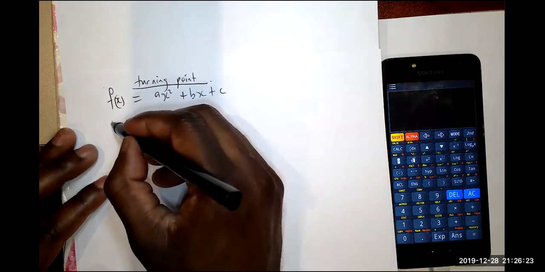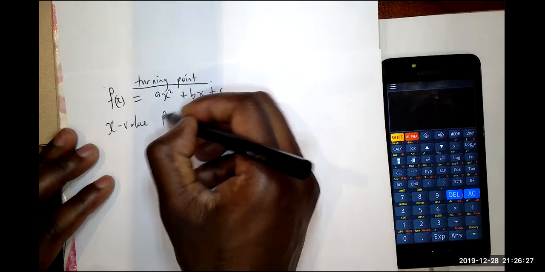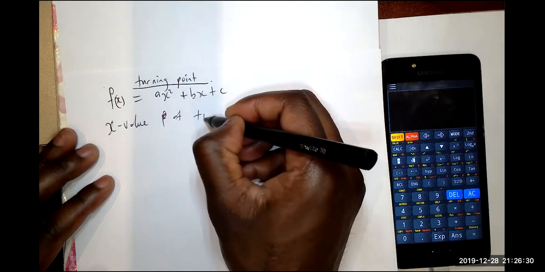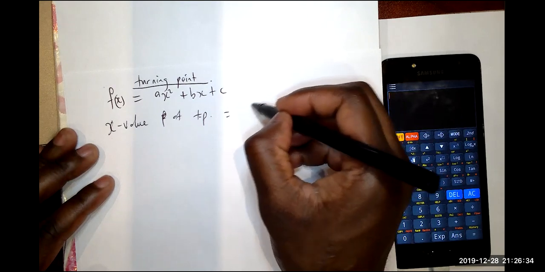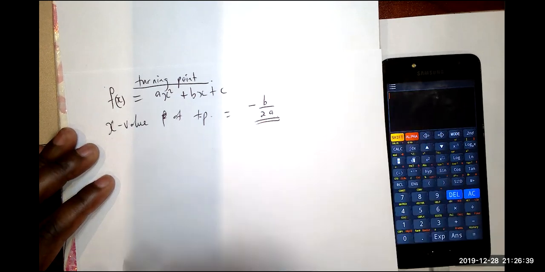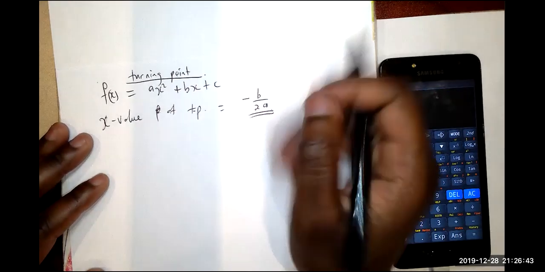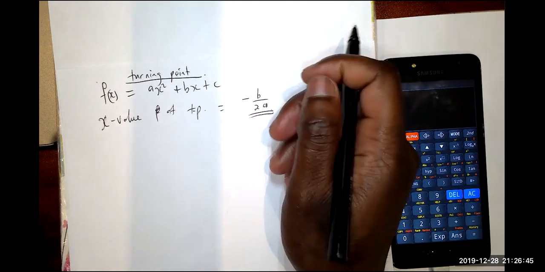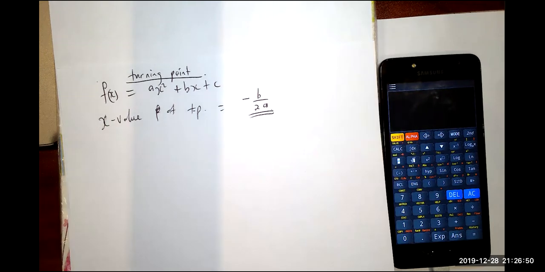Your turning point, TP, x value is going to be equal to minus b over 2a. So you need to find the x value first. Then, having found the x value, you substitute it into your equation like that, and you see what's happening there. Okay, just a recap there.